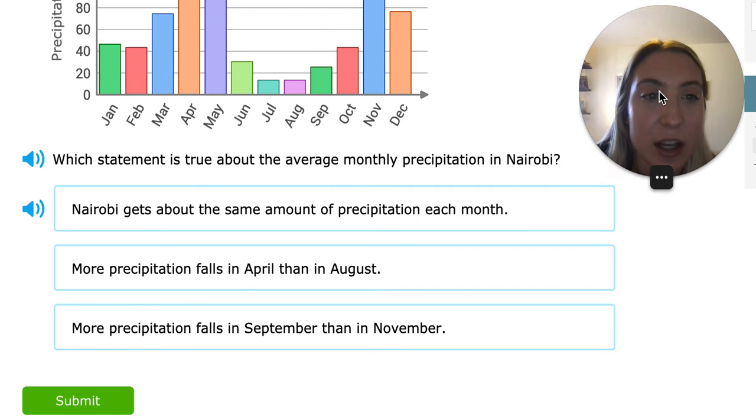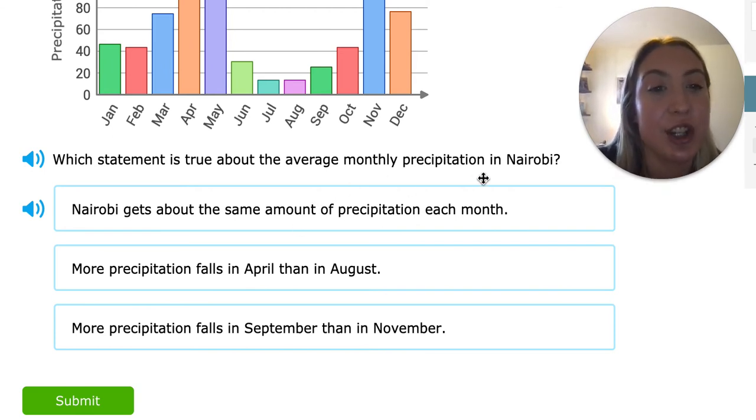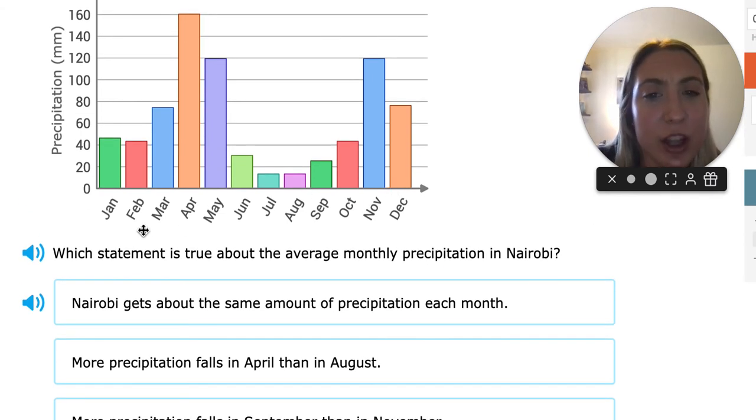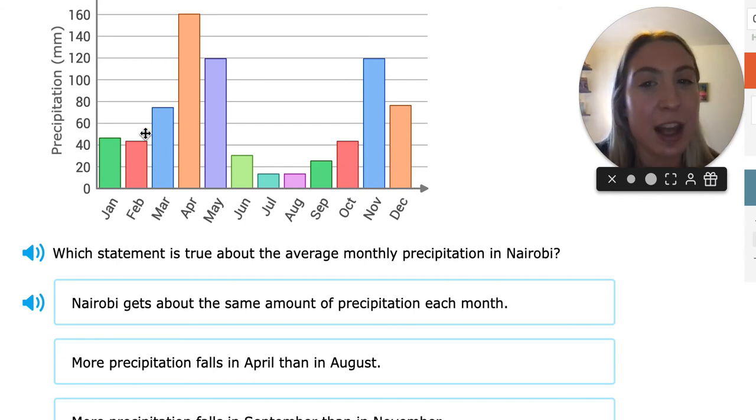So now they're asking us which statement is true about average monthly precipitation in Nairobi. So does it get the same amount of precipitation each month? Well, when we look at the graph, in July they don't get a lot, but in April they get a lot. So it's not the same every month. If it was the same every month, they'd all be at the same line.